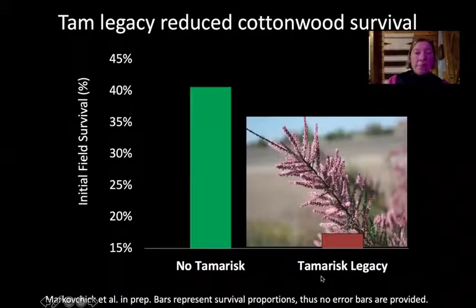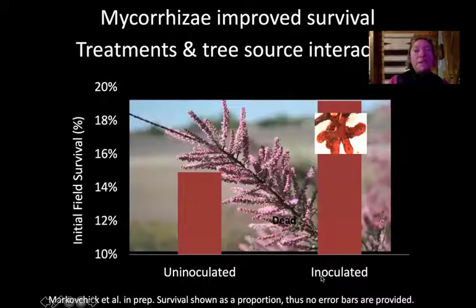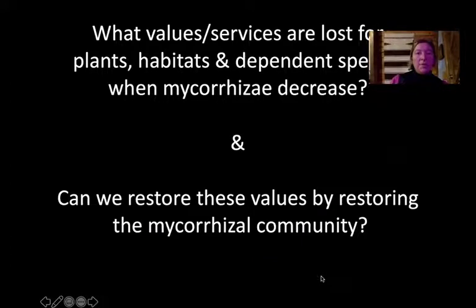And what we found was pretty striking. So tamarisk legacy definitely reduced cottonwood survival, and the mycorrhizal inoculation improved survival, but the treatments and the tree source interacted. So I wondered, what values and services are we losing for plants, habitats, and other dependent species when mycorrhizal fungi in the community decrease? Can we restore those values as well by restoring the mycorrhizal community?